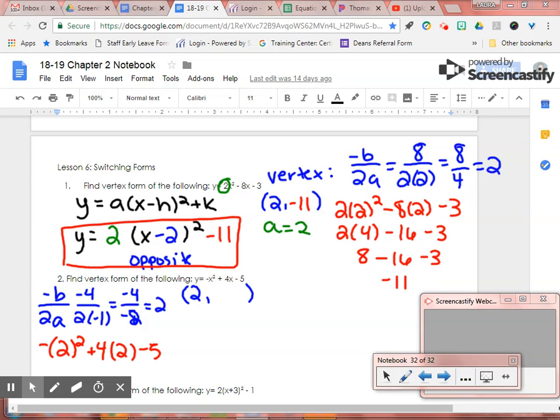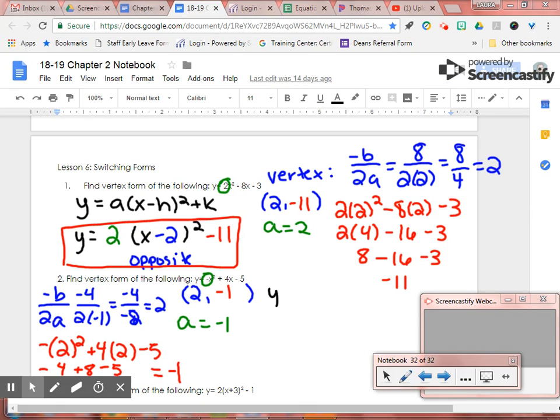So we want to square first. So this negative sign stays outside. So this is negative 4 plus 8 minus 5, which is going to give us a negative 1. Our a value is that negative sign. So our a value is negative 1.